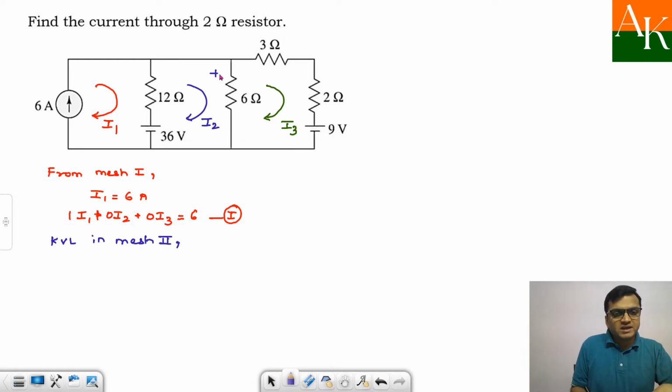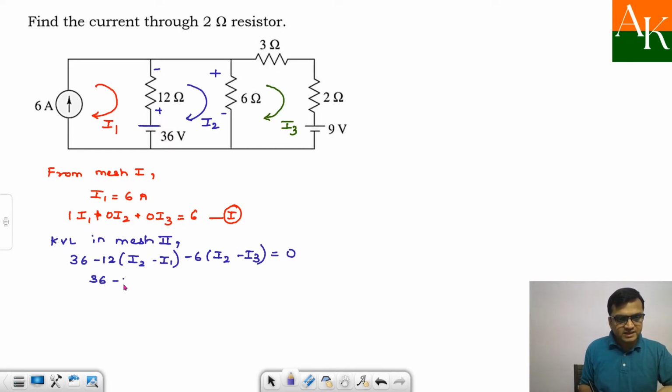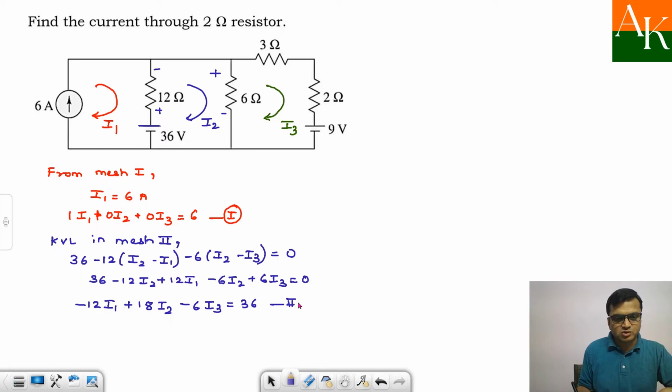So KVL in mesh 2, but before applying KVL in mesh 2 you need to assign the sign for the voltages developed across the resistance, and there is no current source, we can easily apply KVL in mesh 2. So I am starting at this point, so here I will have 36 minus 12 times (I2 minus I1), okay, go ahead over here, so I will have minus 6 times (I2 minus I3), and that is equal to 0. So here I will have 36 minus 12 I2 plus 12 I1 minus 6 I2 plus 6 I3 is equal to 0. So I'll arrange the terms in such a manner that the coefficient of I2 turns out to be positive. So it leads to minus 12 times I1 plus 18 I2 minus 6 I3 is equal to plus 36, and this is my equation number 2.